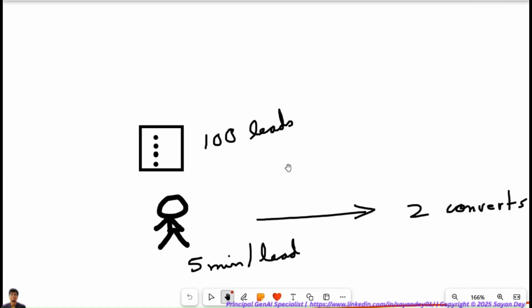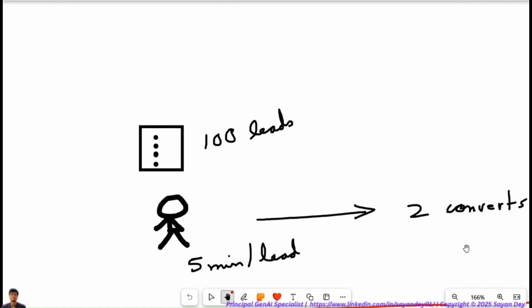So start of the day, you get 100 leads. 100 leads are 100 potential customers who you need to call, and your team lead tells you that, okay, pick up the phone, call up these 100 customers, and approximately you're spending, let's say, 5 minutes per lead. Okay, some people will talk to you nicely. Some people will say, hi, hello, and keep the call in 2 seconds, right? So average, let's say we are spending 5 minutes per lead. Now, because the process is very inefficient, you end up getting only two converts.